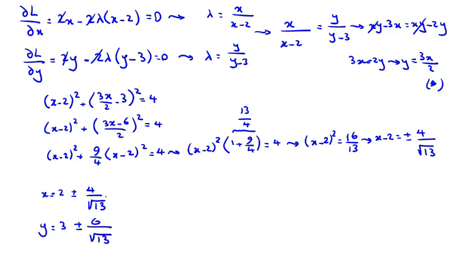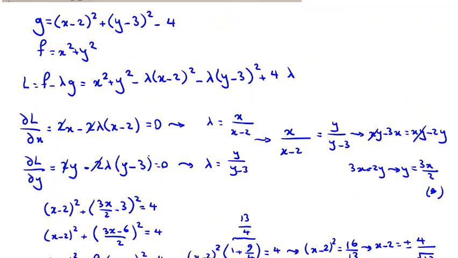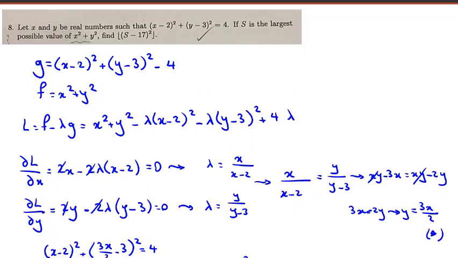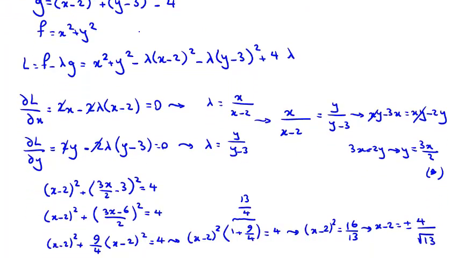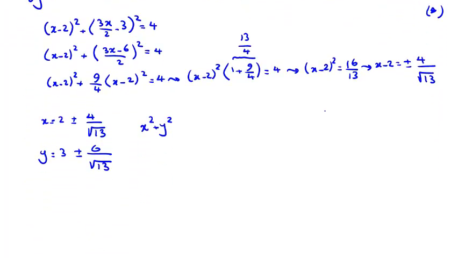The problem says what? Find x squared plus y squared. It is what? The problem says the maximum of this, the largest possible, it is s. Find s minus 17 squared. Okay, if I want to find s minus 17 squared, the integer part of that, at first I should calculate these.